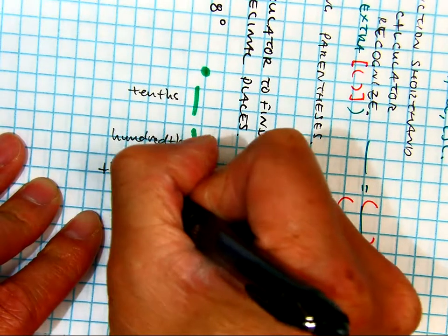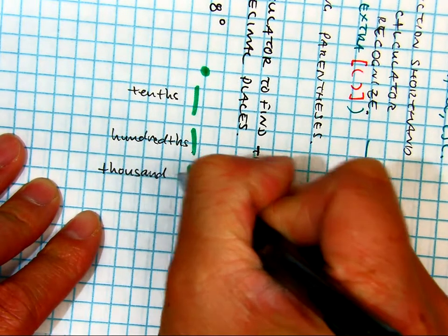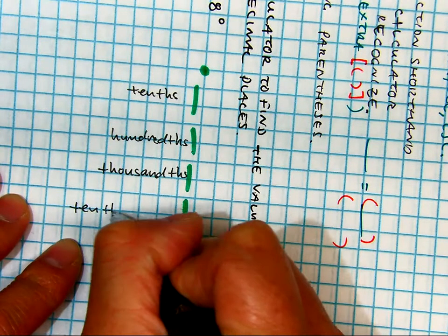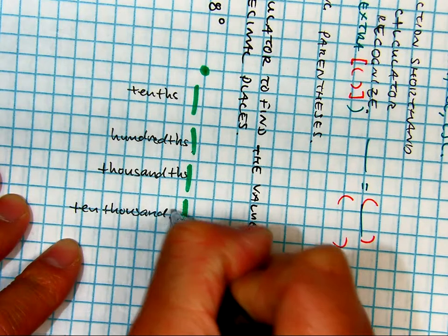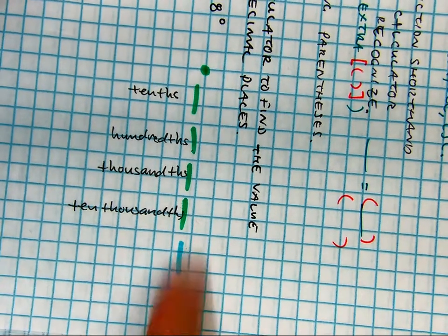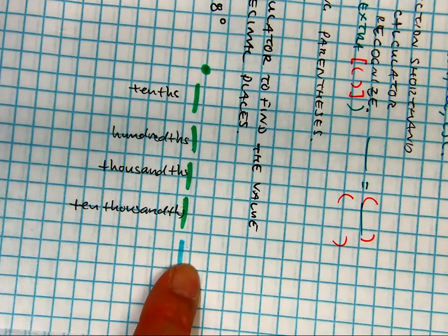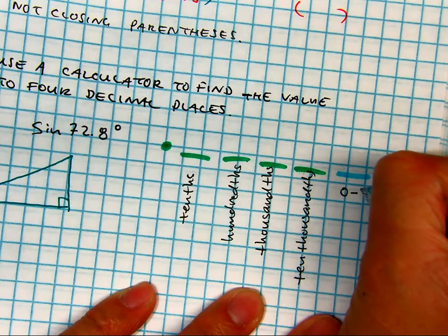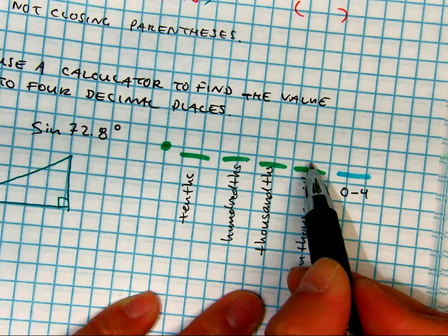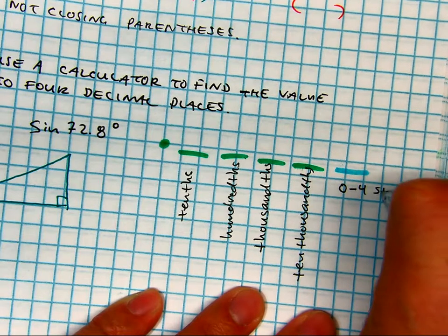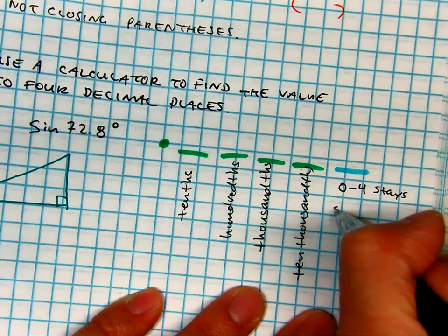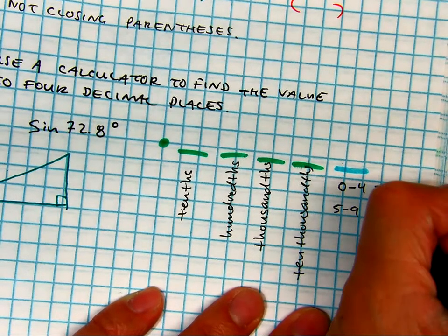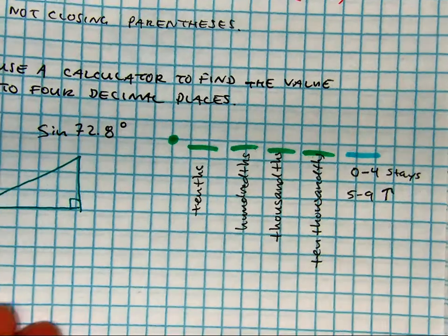And the next one? So essentially what we're doing is we're rounding to the 10,000ths, 4 decimal places, but to do that I need to look at the 5th number. If it's a number between 0 and 4, what happens to this number? Stays. If it's a number between 5 and 9, what happens to this number? You round it up.